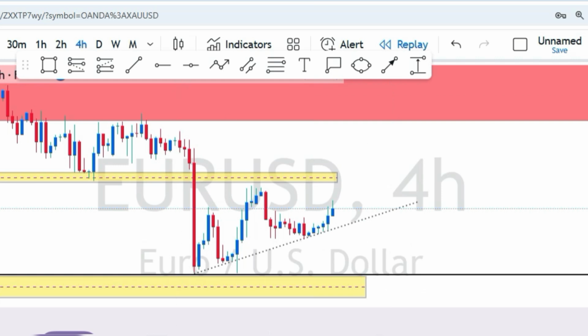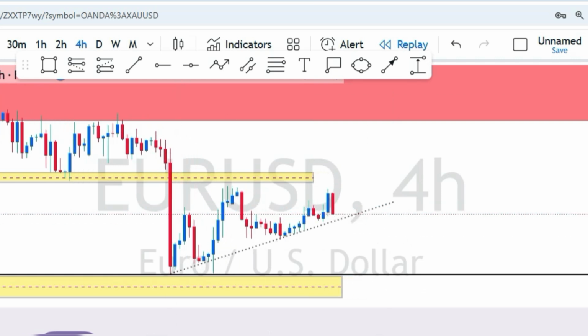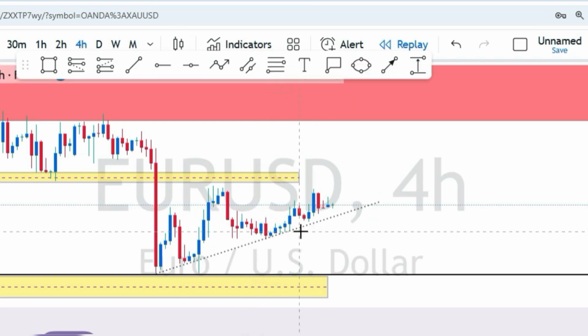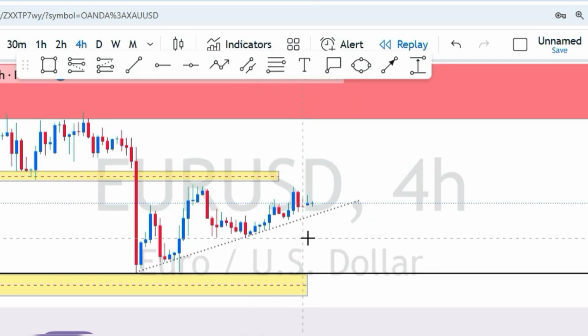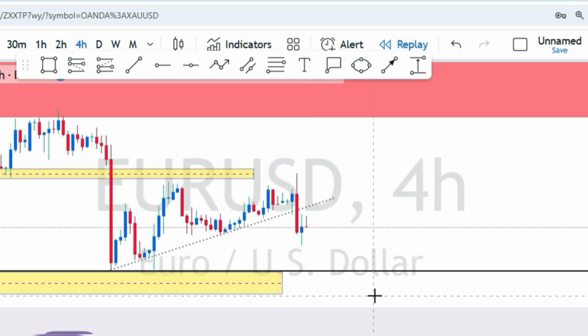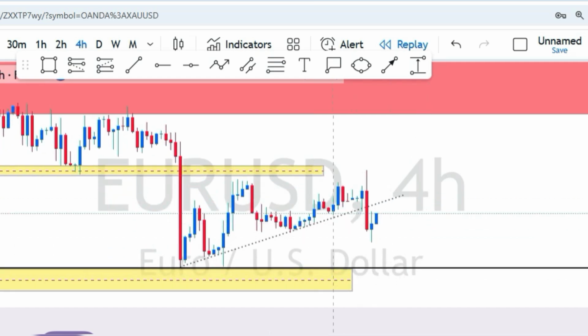So let's play price forward to see what price does. You see that price is currently respecting the trend line. So if I'll be looking for a sell entry, then this trend line might be broken before I think of selling this price downwards. So let's see what price did. Wow.